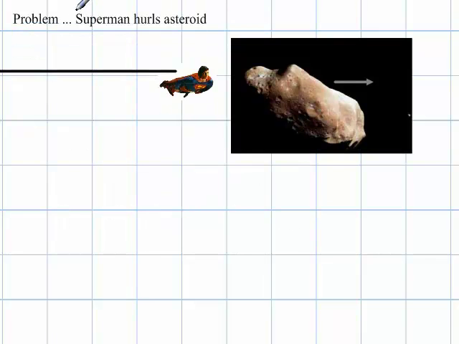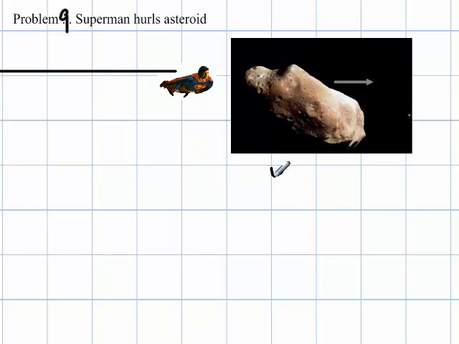Problem 9. Comic strip hero Superman meets an asteroid in outer space and hurls it at 800 meters per second, as fast as a bullet. The asteroid is 1,000 times more massive than Superman, and in the strip Superman is seen at rest after the throw. Taking physics into account, what would be his recoil velocity?